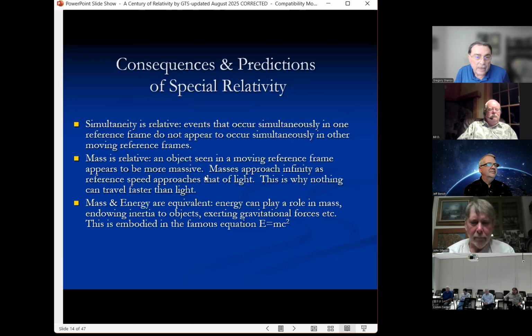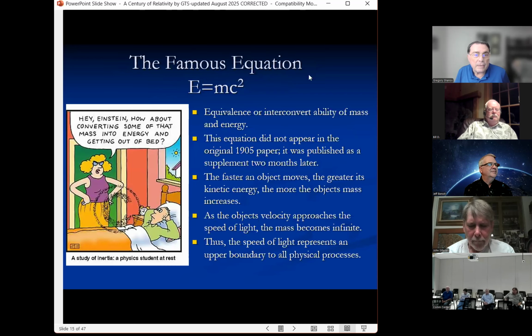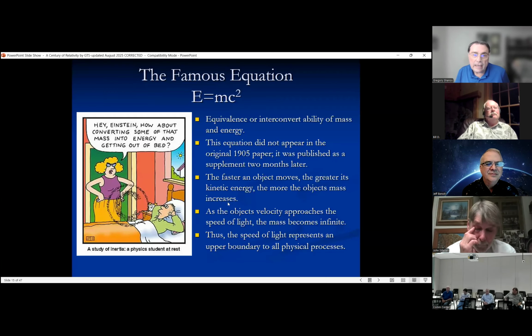Mass is relative. Okay. Mass approaches infinity as you approach the speed of light. That's why nothing can move faster than the speed of light. And then mass and energy are equivalent, and this is embodied in E equals mc squared. And I'll talk more about that in a bit. So here's the famous equation. This actually did not appear in the original 1905 paper. It was published as a supplement 2 months later. And then the faster an object moves, the greater its kinetic energy, the more the object's mass increases. As the object's velocity approaches the speed of light, it becomes infinite. So the speed of light represents an upper boundary to all physical processes.